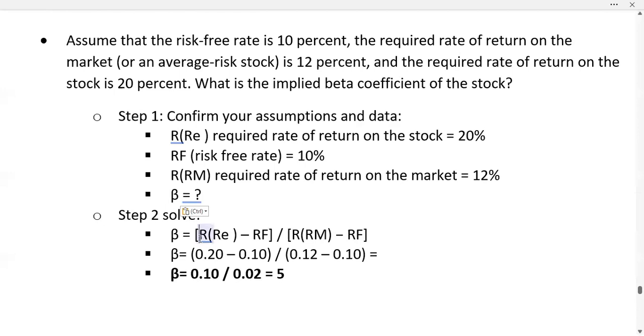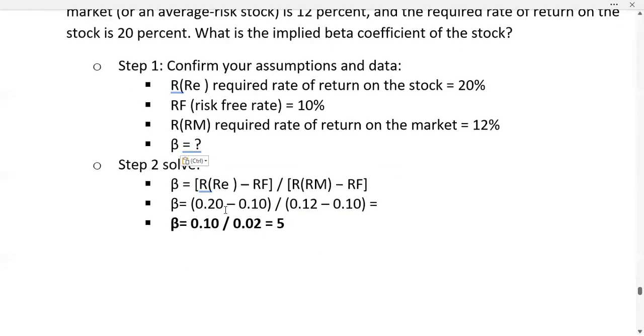So the required rate of return on the stock is 20%. So let's put that down as 0.2 minus your risk-free rate, which is 10%, or 0.1, divided by the required rate of return on the market, or 12%, minus the risk-free rate of 10%. So the difference between 0.2 and 0.1 is 0.1, and the difference of 0.12 with 0.1 is 0.02. And calculating for this, we get the beta coefficient of 5.